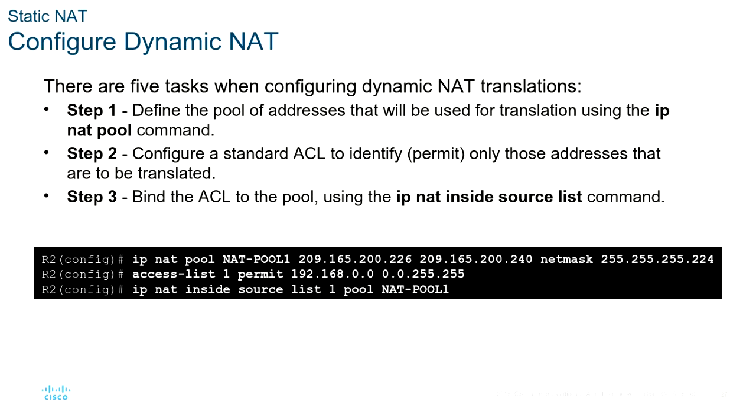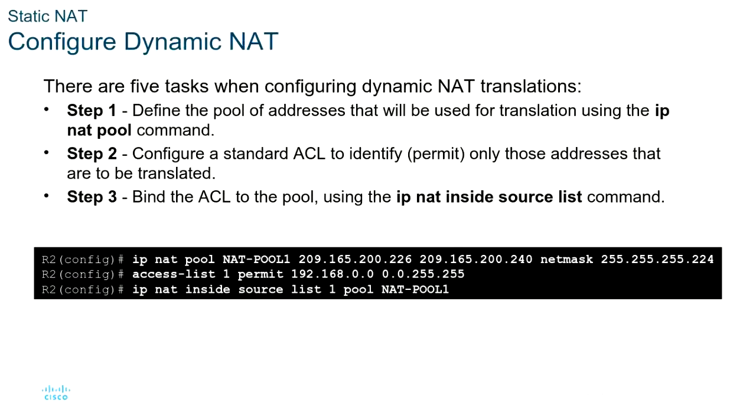In this case, he's putting addresses from 209.165.200.226 through 240. So that kind of looks like a /28 type address with 14 usable IP addresses. And then the netmask is 255.255.255.224.